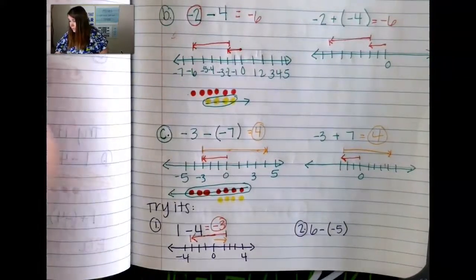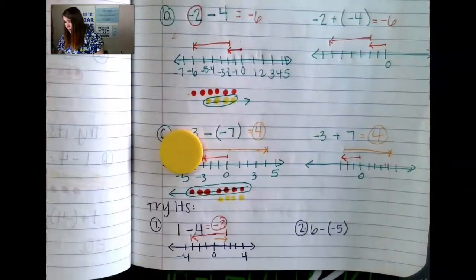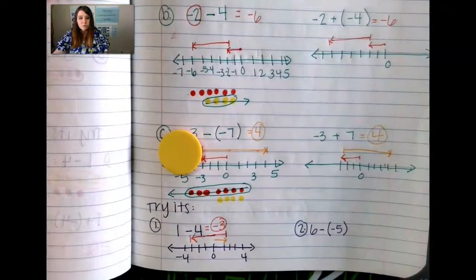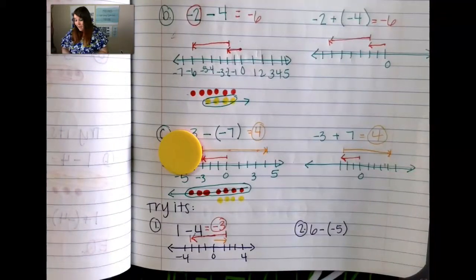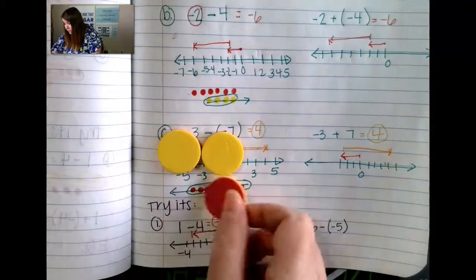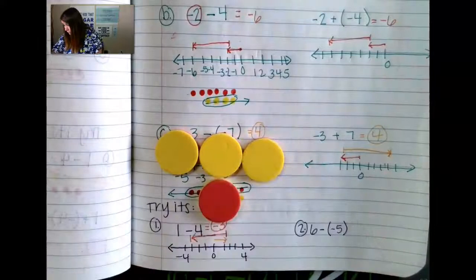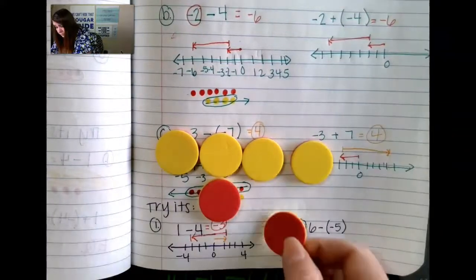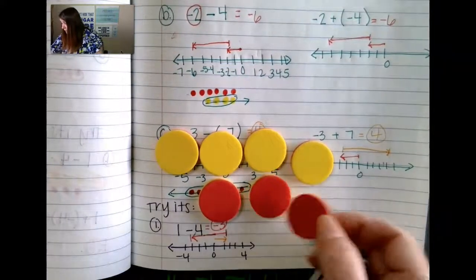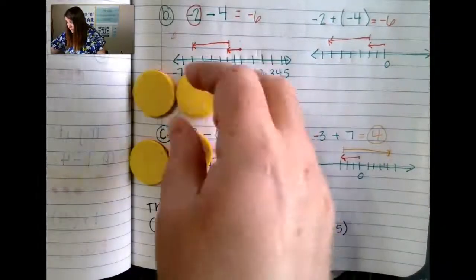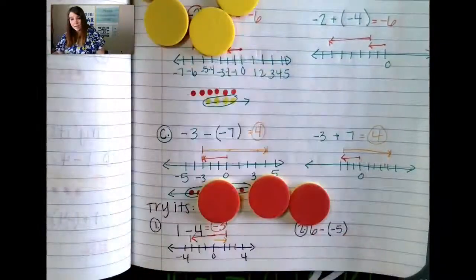Okay, with the chips, it looks like I had 1 positive and they wanted me to remove 4 positives. I don't have 4 positives to take away, so I have to create the possibility by adding 0 pairs so that I can take away 4 positives. Well, now I can take away my 4 positives and I'm left with -3.